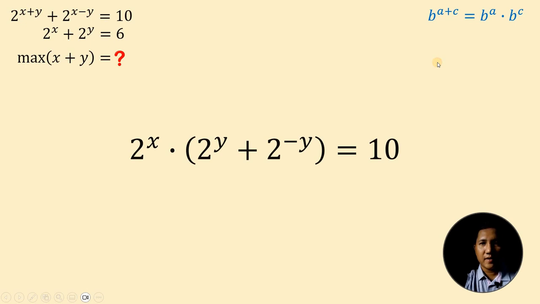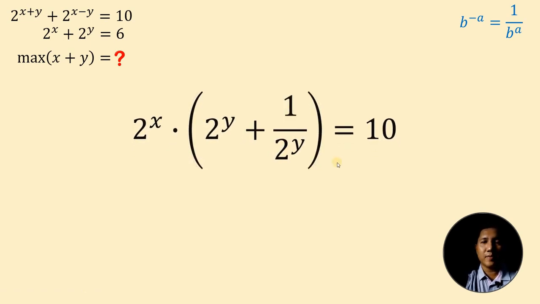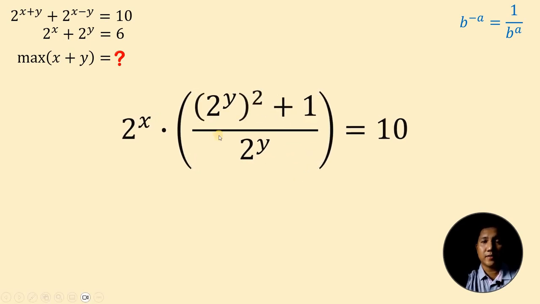Now, let's use some laws of exponent. If we have b raised to negative a, it is equivalent to 1 over b raised to the power of a. Or if we take the reciprocal of a number having a negative exponent, then the exponent now becomes positive. So, 2 raised to negative y is simply equivalent to 1 over 2 raised to y. Now, let's simplify the expression inside the parentheses. So, 2 raised to y plus 1 over 2 raised to y can be written also as 2 raised to y quantity squared plus 1 all over 2 raised to y.